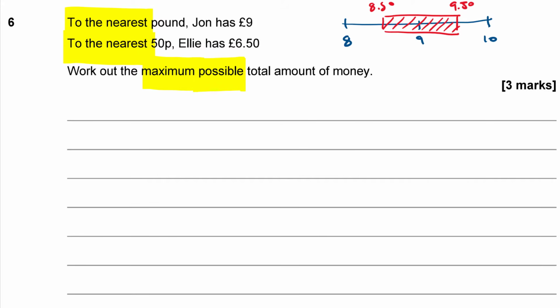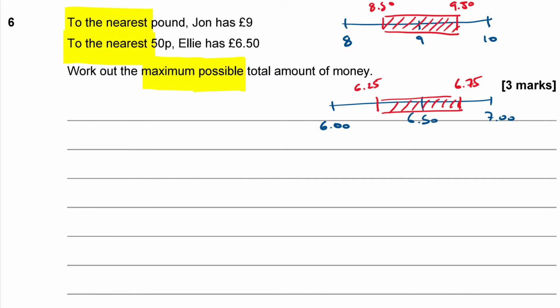So to the nearest 50p, Ellie has £6.50. Again, I'm going to do a similar thing for Ellie. Mark the number I'm given, £6.50, and I'm going up in 50p's here. The next one up is £7, and the one below is £6. So halfway between the two is going to be there, isn't it? That's £6.25, and halfway between £6.50 and £7 is £6.75. So all the values in between round to £6.50.